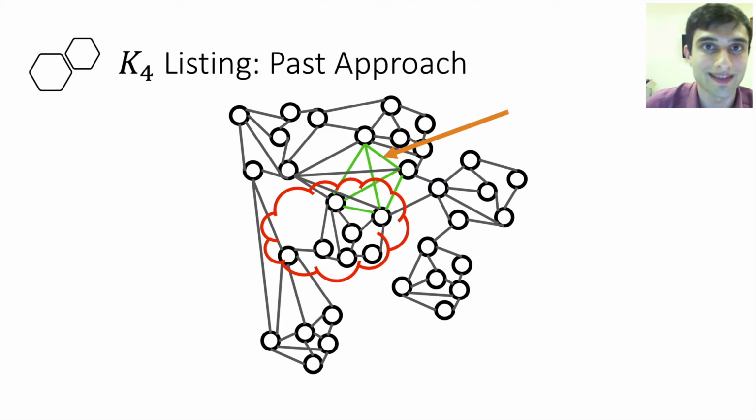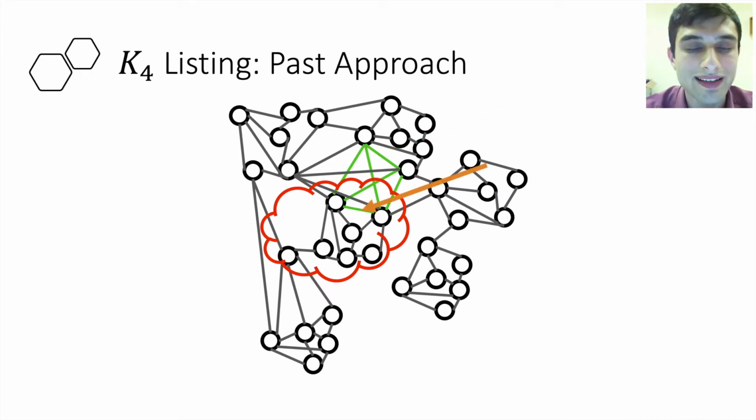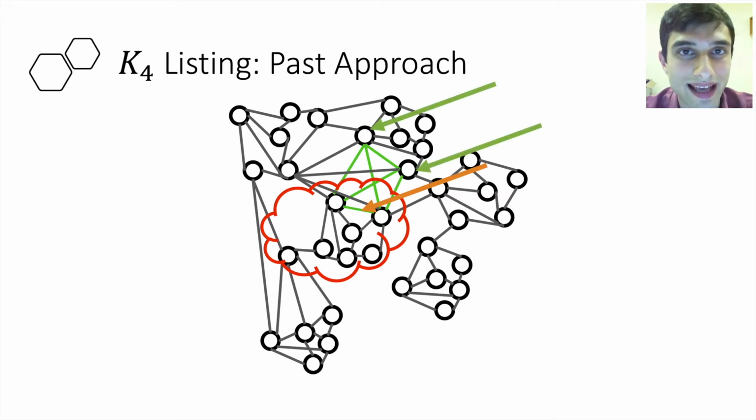Either this edge could be sent into the cluster, and then the cluster could see the K4 and list it, or this edge could be sent out to both of these nodes, and these nodes, since they're neighbors outside the cluster, could communicate and figure out that they're together in this K4. And so the K4 listing problem is now split between the clusters and the nodes surrounding them.